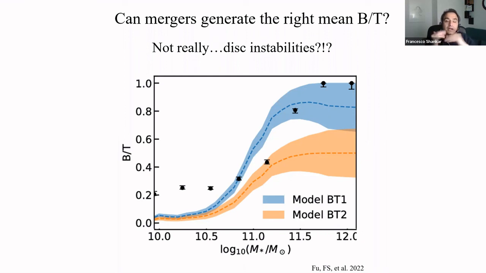These two scenarios are both motivated by hydro simulations, and we wanted to test them. What we learned is that if you want to have B over T equal to 1 up here, it's natural that you cannot allow too much disk regrowth in major mergers. Otherwise, you struggle to get up here. That's the idea.